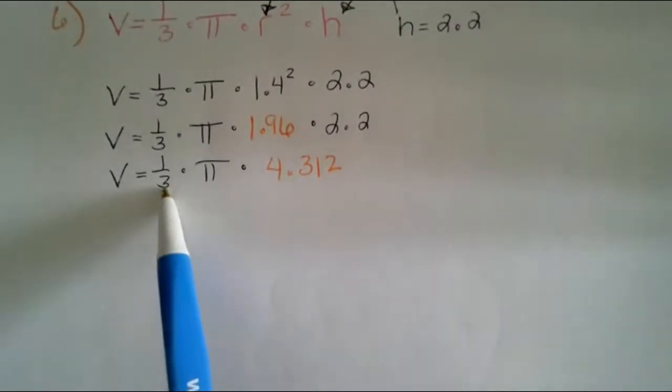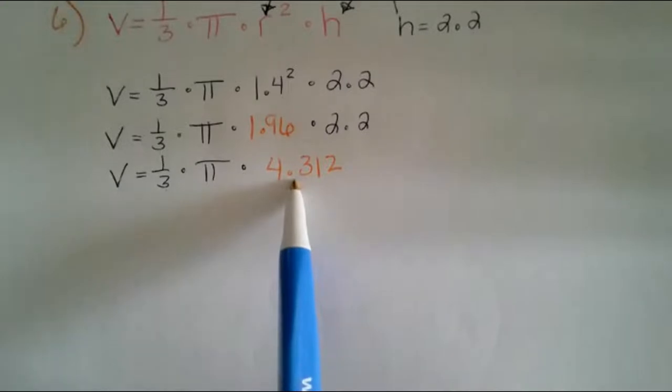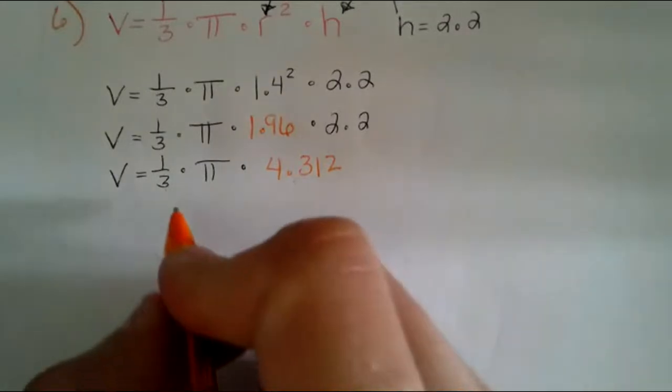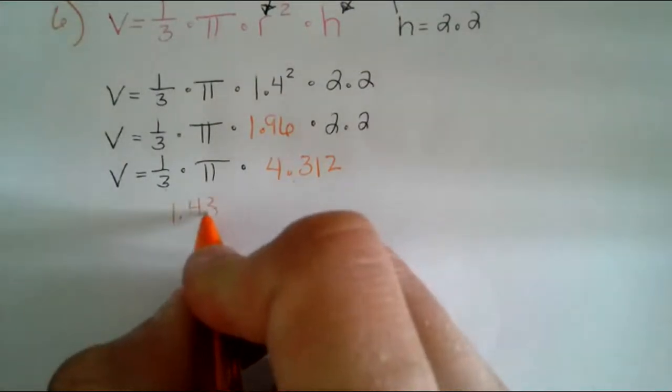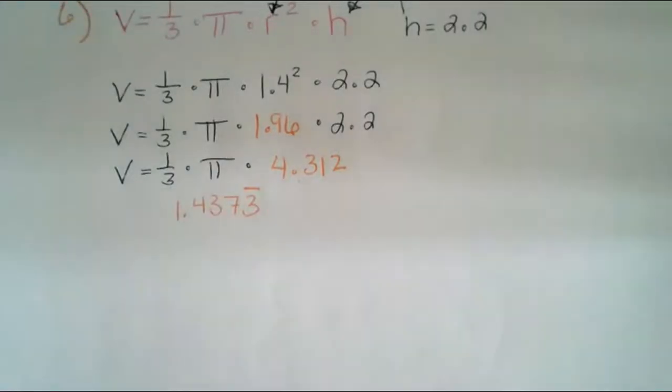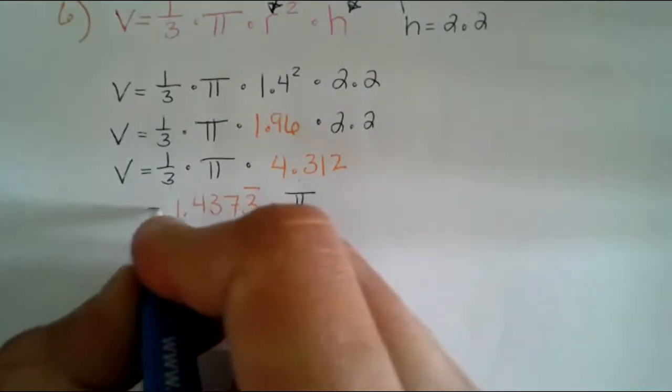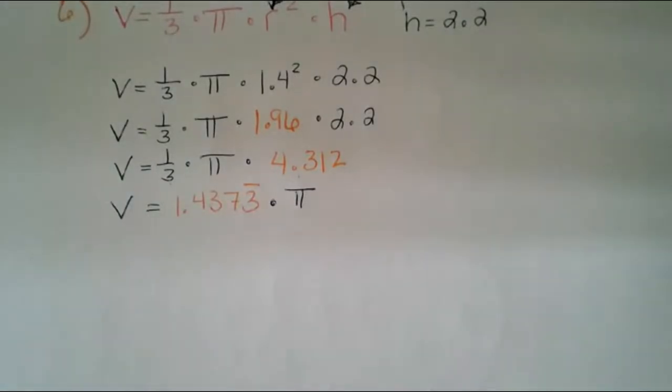Now, the next thing I'm going to try and do is I'm going to do 1/3 times 4.312. I'm going to leave out pi, okay? So 4.312 times 1/3. When I do that, I got this number, 1.4373, and that 3 continued on. Times pi equals volume. Don't worry, I'm going to come back and kind of show how we could change things up, modify it a little bit.